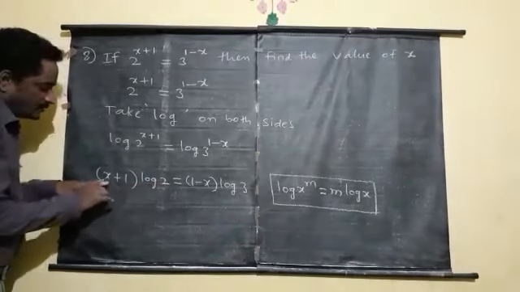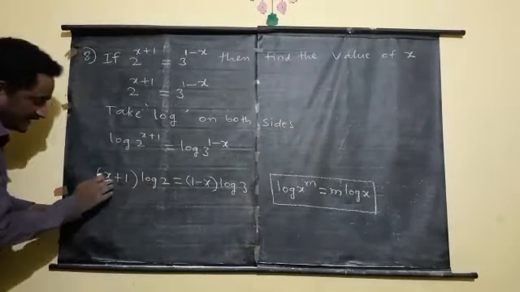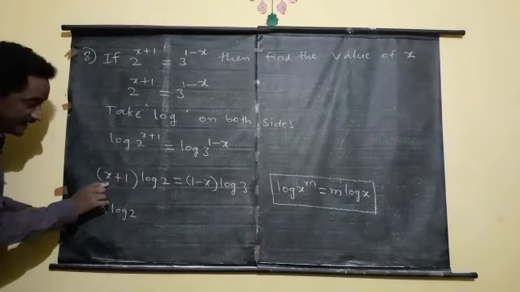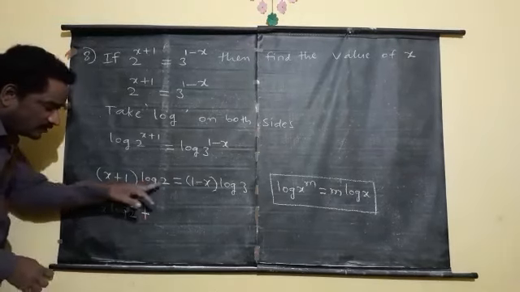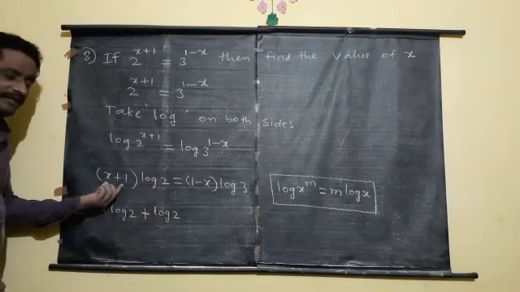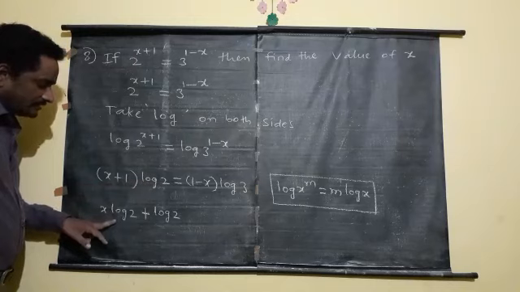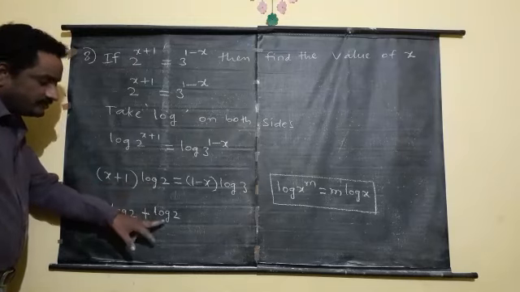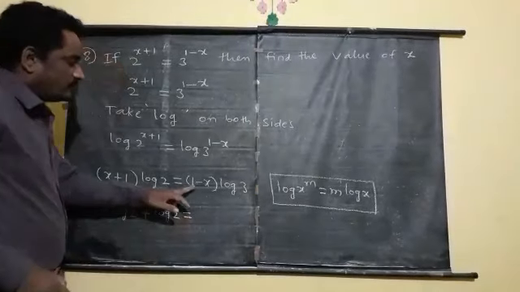This binomial we have to multiply with log 2. X into log 2, x log 2. Instead of plus 1 into log 2, 1 log 2, that means log 2.